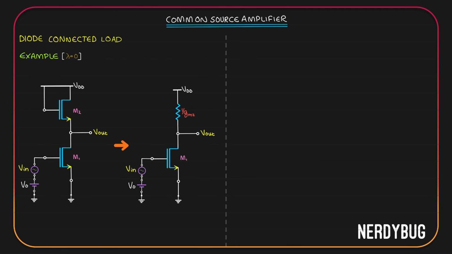Now what will be the gain? If we had RD, the gain would be minus gm RD. gm would be gm1 because the MOSFET here is called M1. So here the gain is going to be minus gm1 multiplied by 1 by gm2. Instead of RD, we have 1 by gm2.